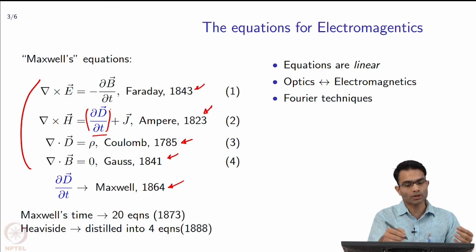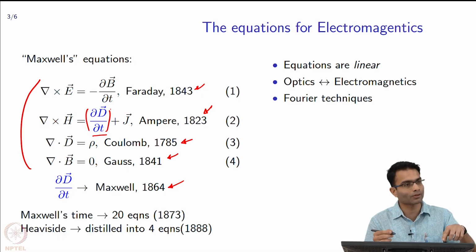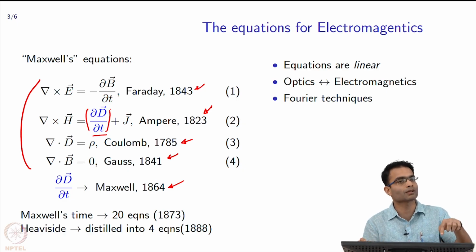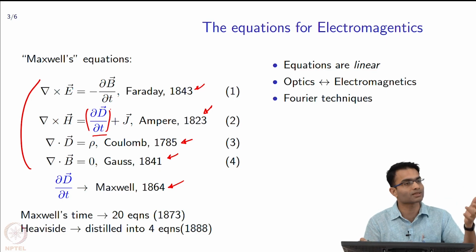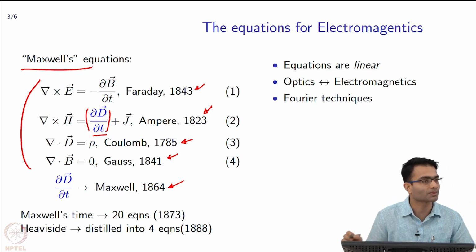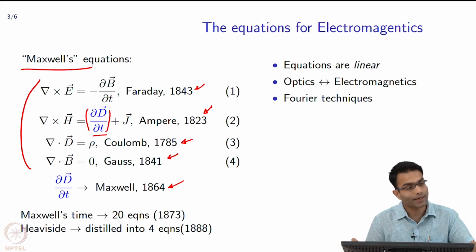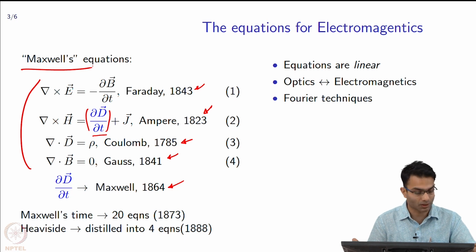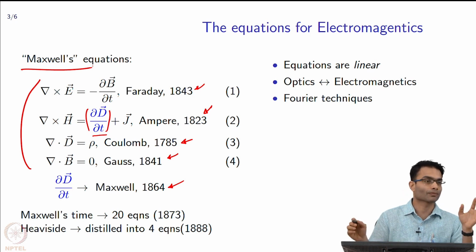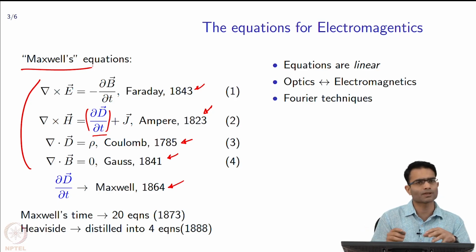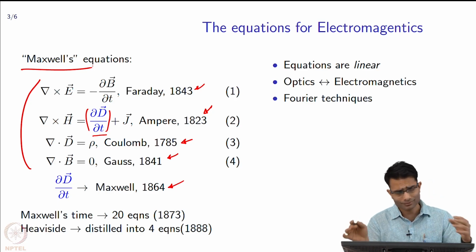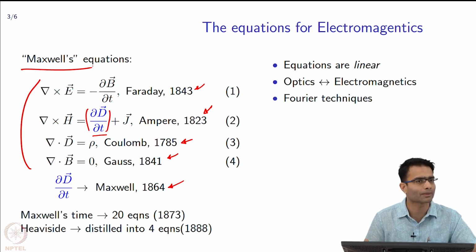Okay. So even though none of these 4 equations has his name, it is because of his singular contribution of that displacement current term that all of these equations today are called Maxwell's equations. Again, at the time of Maxwell, these were 20 separate equations. Okay, this is not how Maxwell wrote them. Maxwell wrote them in some slightly elaborate form.